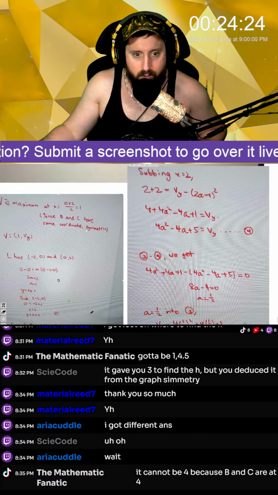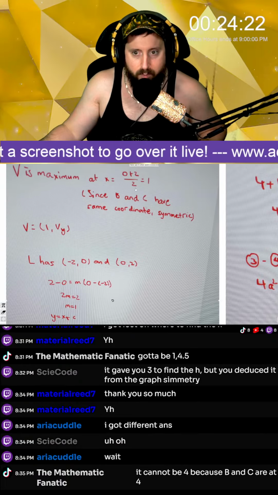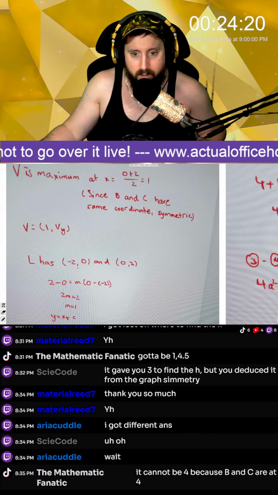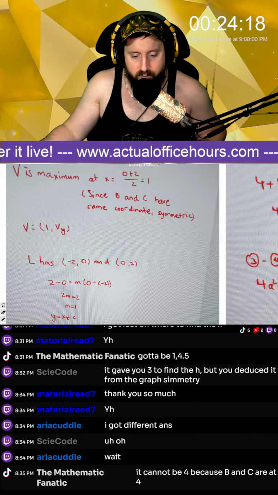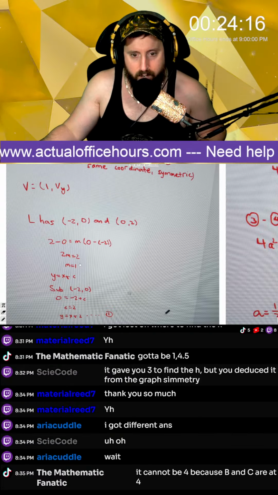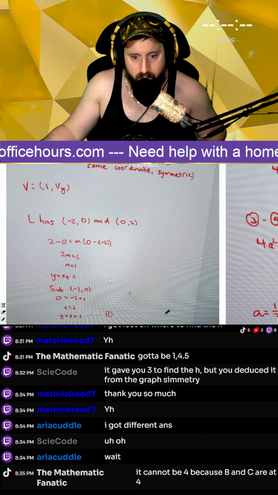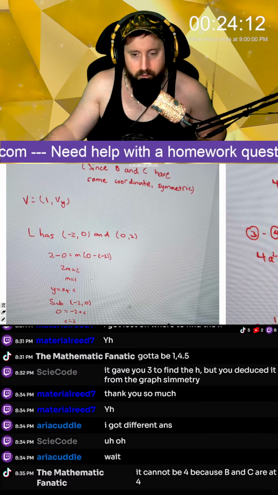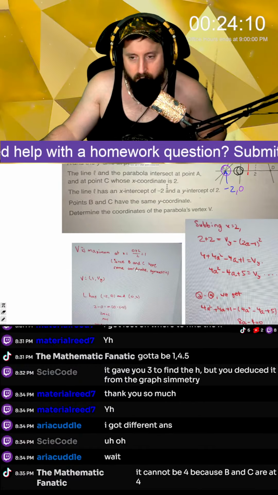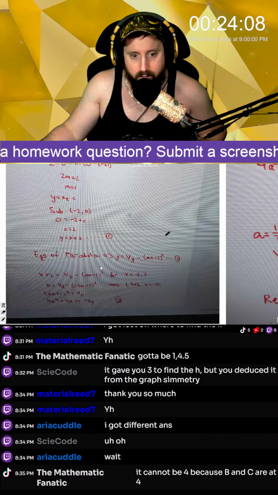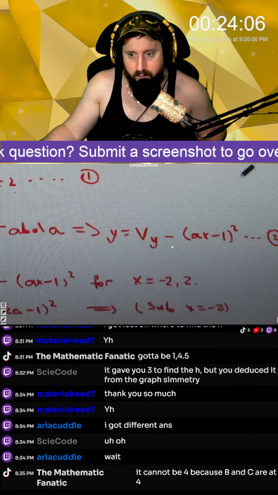Okay, let's see what you had here. So, yeah, you were right. The vertex is a maximum at x equals 1. I agree with that. Cool. And you had (-2, 0) and (0, 2). Great. So slope was 1, so y was equal to x plus 2. I agree with that for the line. Great.